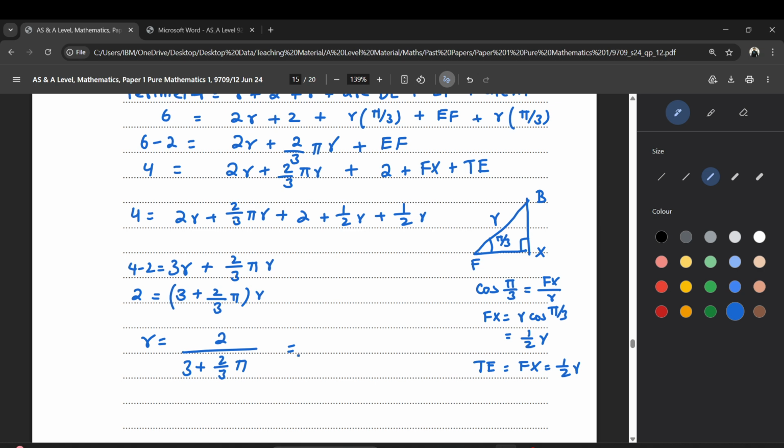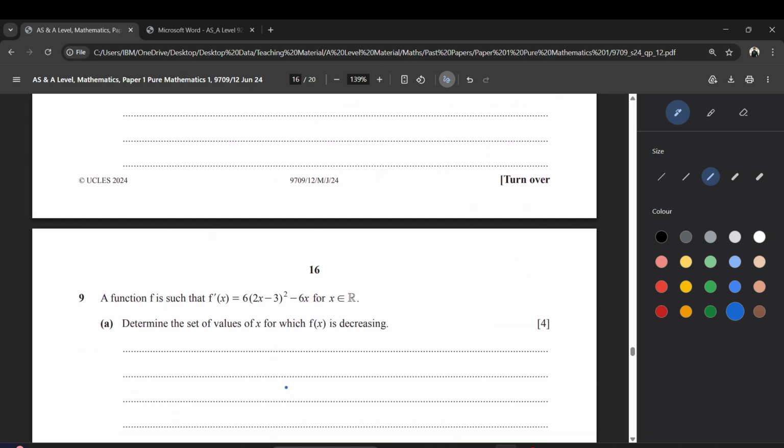Now we can work out the value. So we'll have 2 over 3 plus 2 upon 3 pi. That gives us 0.39258, and so on. Therefore, to 3 significant figures, my answer would be 0.393 centimeters. All right, and that is the end of question number 8.